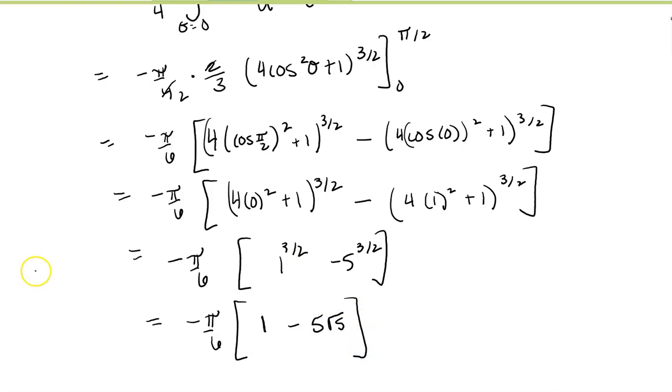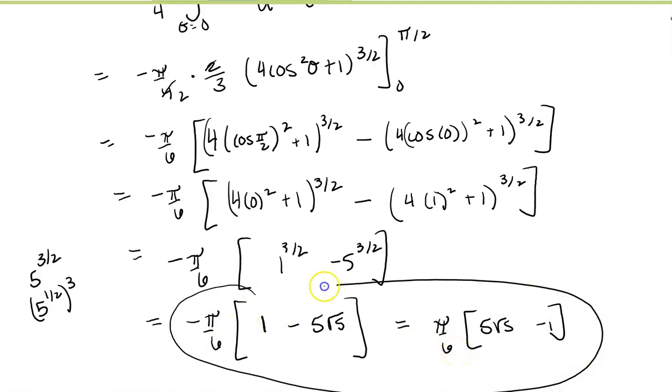Now remember, anything raised to the 3/2 power is basically the square root of it cubed, and so that's why you end up with that 5 square root of 5. You can leave it as 5 to the 3/2 if you prefer. You'll see that some people will swap the sign in here and just make this 5 square root of 5 minus 1 and keep that as a positive, and keep the outside positive. I would accept either one of these perfectly well. Nothing wrong with that. But there you have it.